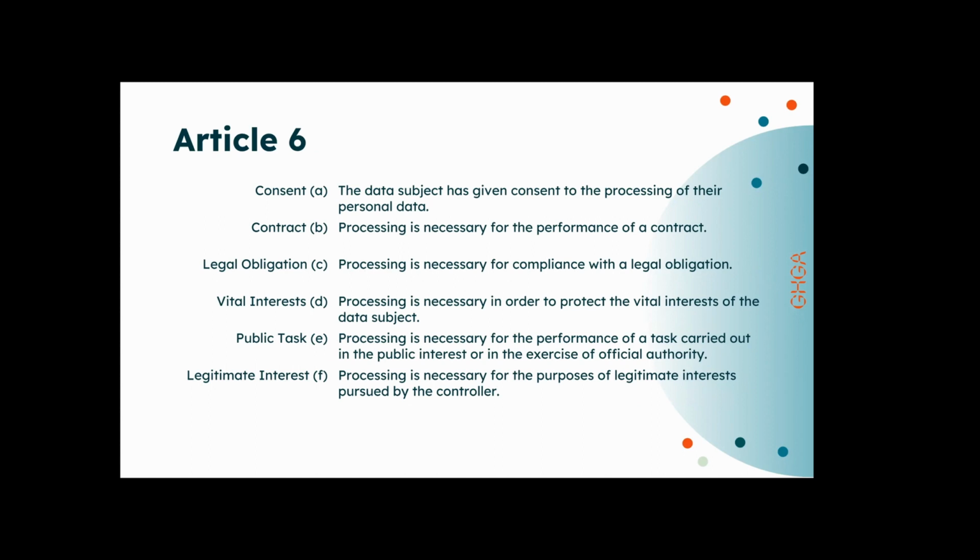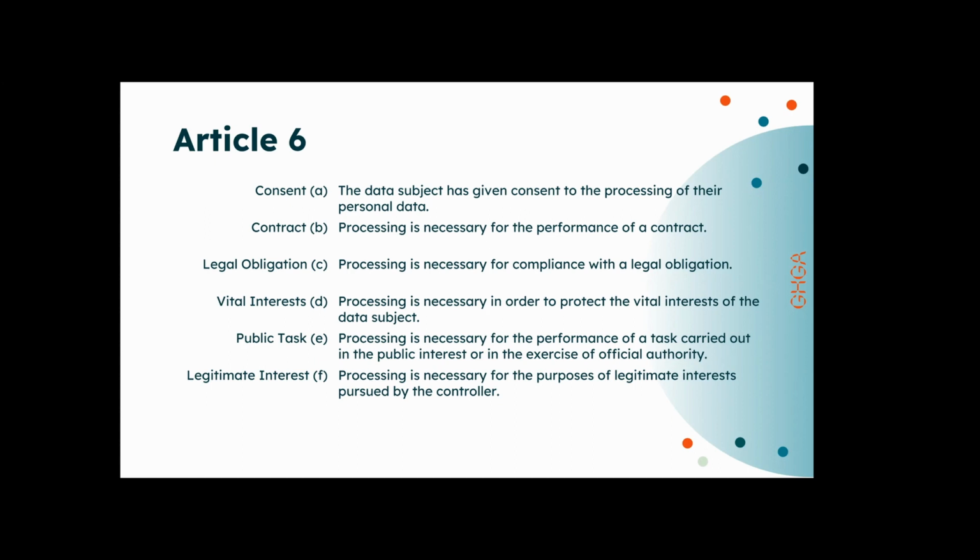Now, Article 6 gives us 6 legal bases that we can use. And so these are consent. So the data subject has given their consent to the processing of the personal data. And it's probably the one that we're most familiar with and perhaps the one that is most commonly used. So effectively, someone has to give a freely given, specific consent to enable us to do the data processing, and then we can process in line with that consent. We can't really go outside of that consent.